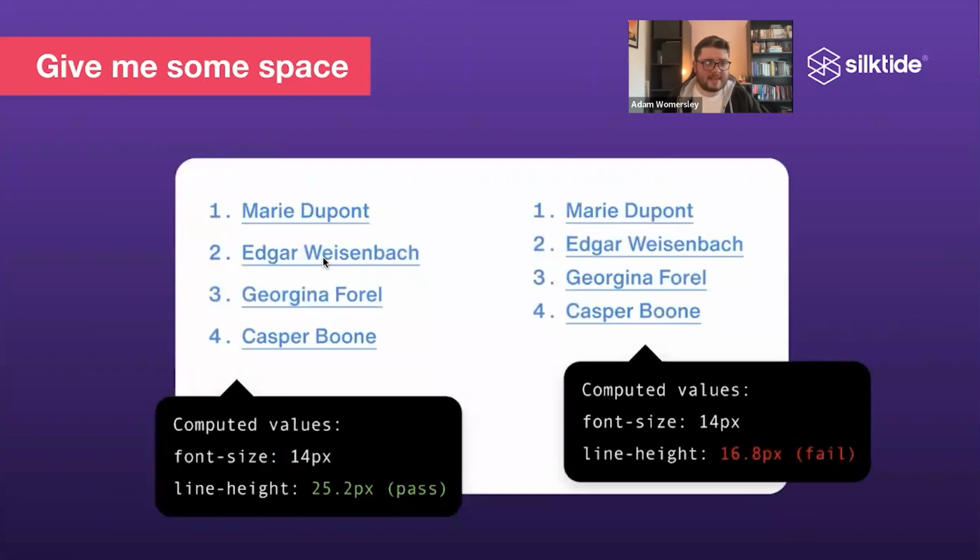Again, spacing matters. This is showing the 24 pixels rule again, but this time using line height. We've got a list of 4 links on the left-hand side there that have less than 24 pixels spacing between the line height, and that would be considered a fail, right? Whereas the one on the right has more than 24 pixels, so it's considered a pass. And looking at this objectively, I think that the one on the left just looks better anyway.